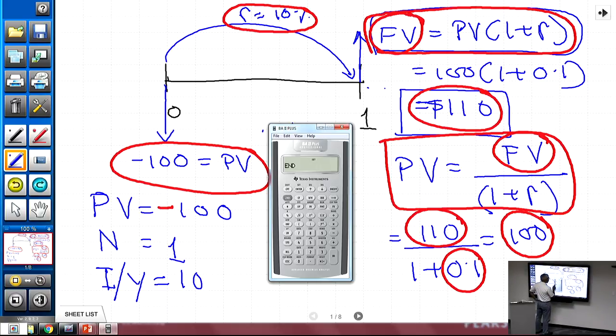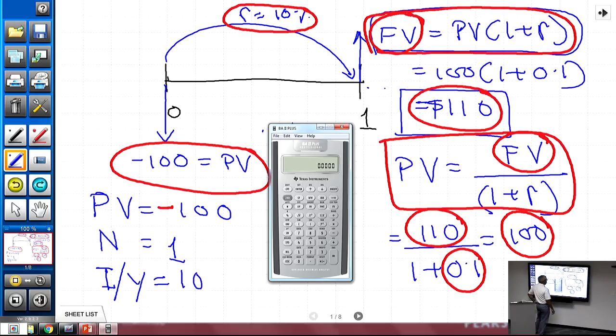If it does not read END, then you do a second and enter, and it shifts it to BGN. That means it is assuming cash flows occur at the beginning of the period, but since I want it to be at the end of the period, I'll do again a second enter, and that changes it back to END. And it remains that way until I change it again.